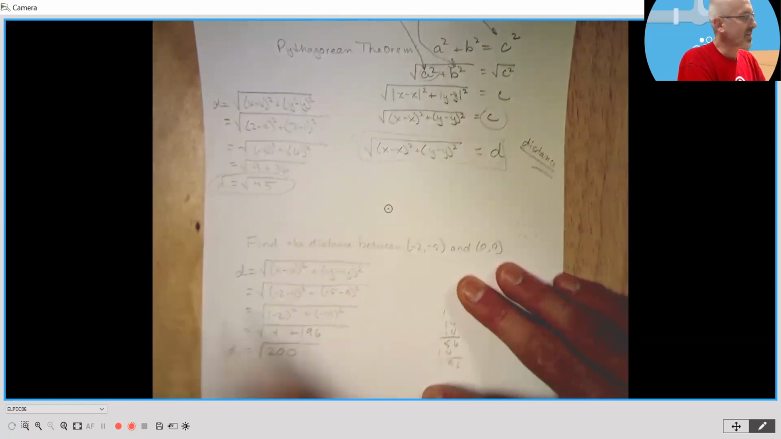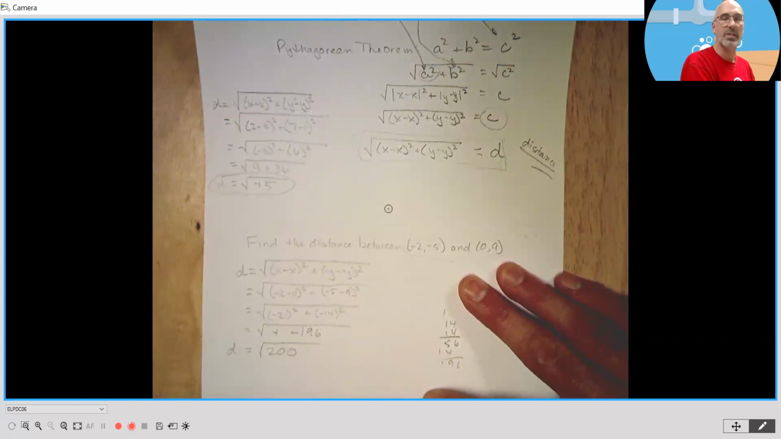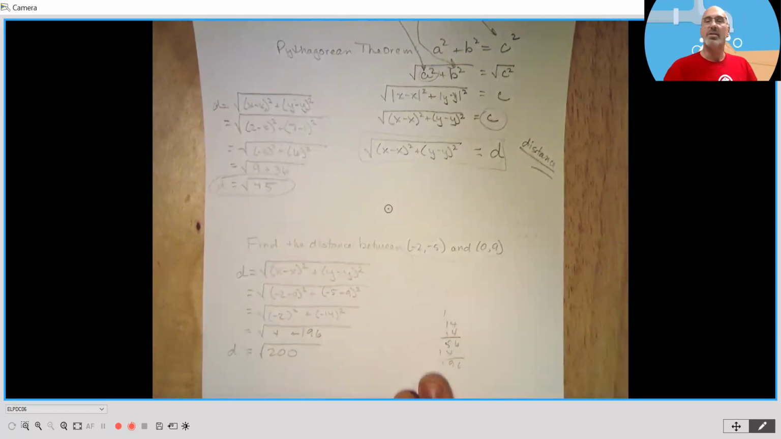That is our distance. And this is going to be somewhere between 14 and 15. You could figure that out in your calculator and give that distance to the nearest tenth. So I hope you understand that. Watch this over and over again. Do the practice problems. Good luck.